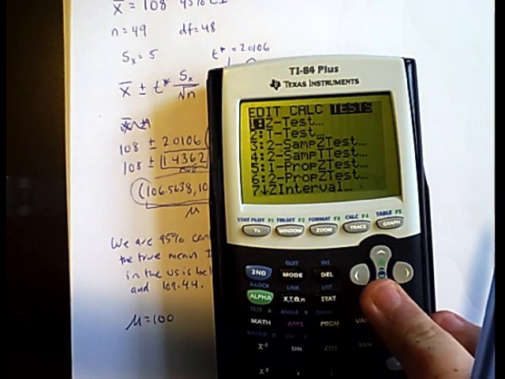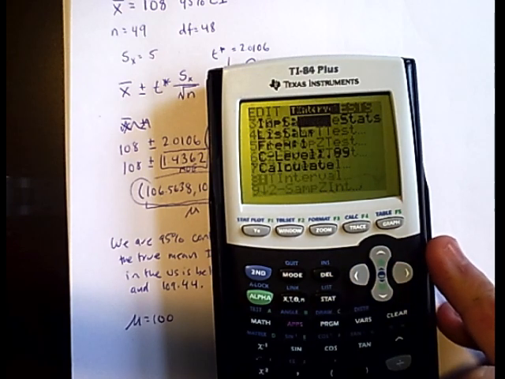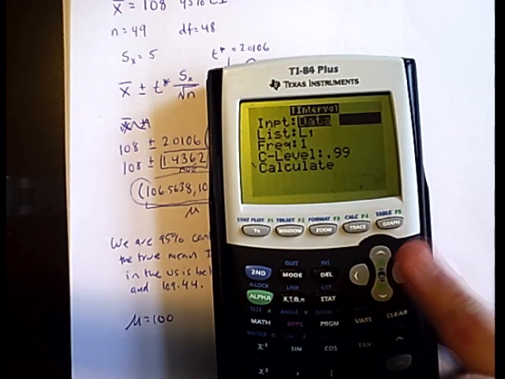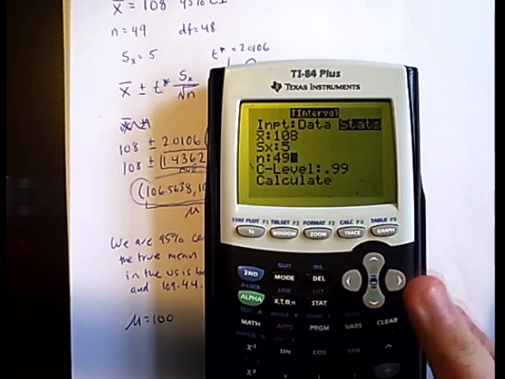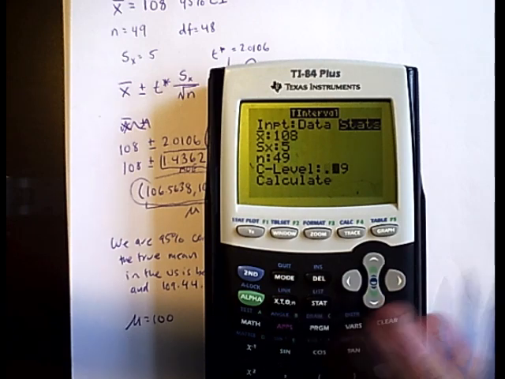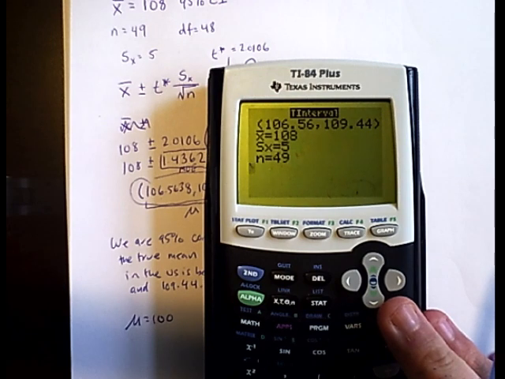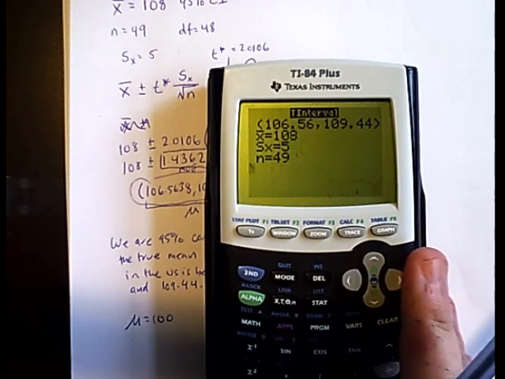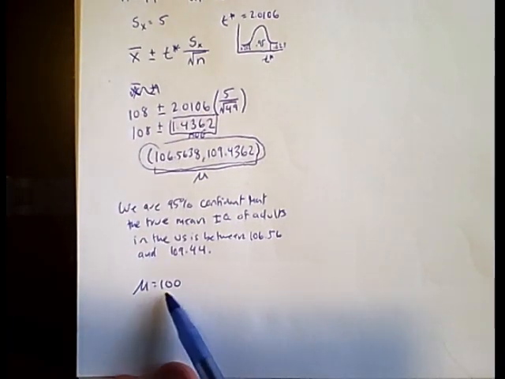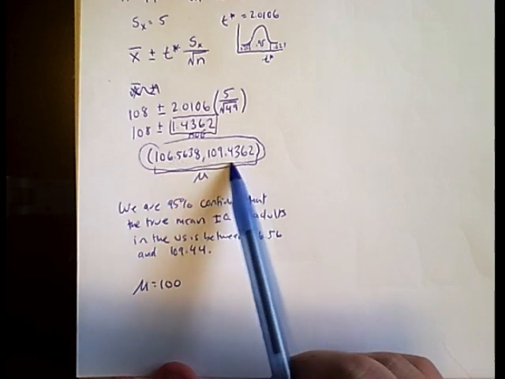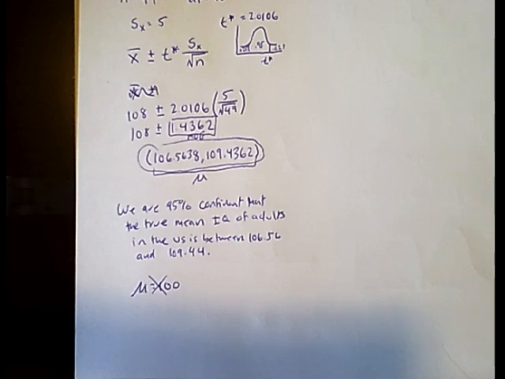Okay, and we can confirm those real quick if you guys want to look at that. If we go over to test here, if I go down to t interval, number 8, I'm going to input stats. My x bar was 108, my standard deviation was 5, my sample size was 49, my confidence level was 95. So calculate it out, and we get exactly the same answer that we got there. So if someone told you the true mean was 100, since 100 is not inside of this range of values, we would say no, that's not true.